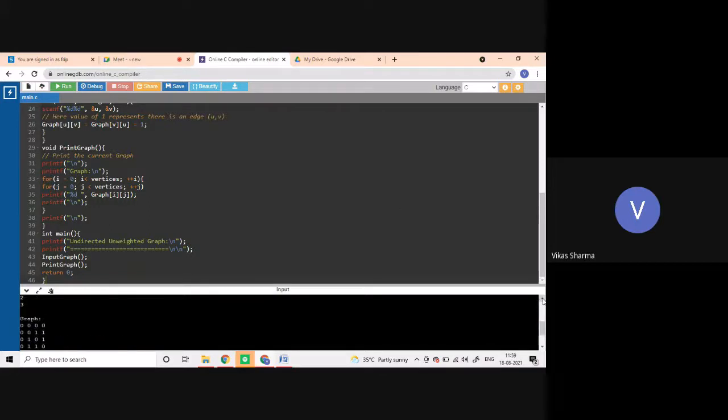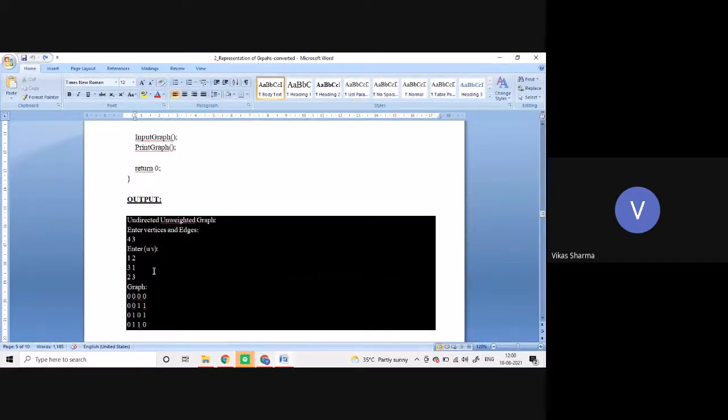So we will receive the adjacency matrix here. You can see we are getting 0 0 0 0 0 0 1 1 0 1 0 1 and 0 1 1 0, as we have mentioned in our manual. We are receiving the same values. So this is an example of an undirected unweighted graph with the help of vertices and edges.